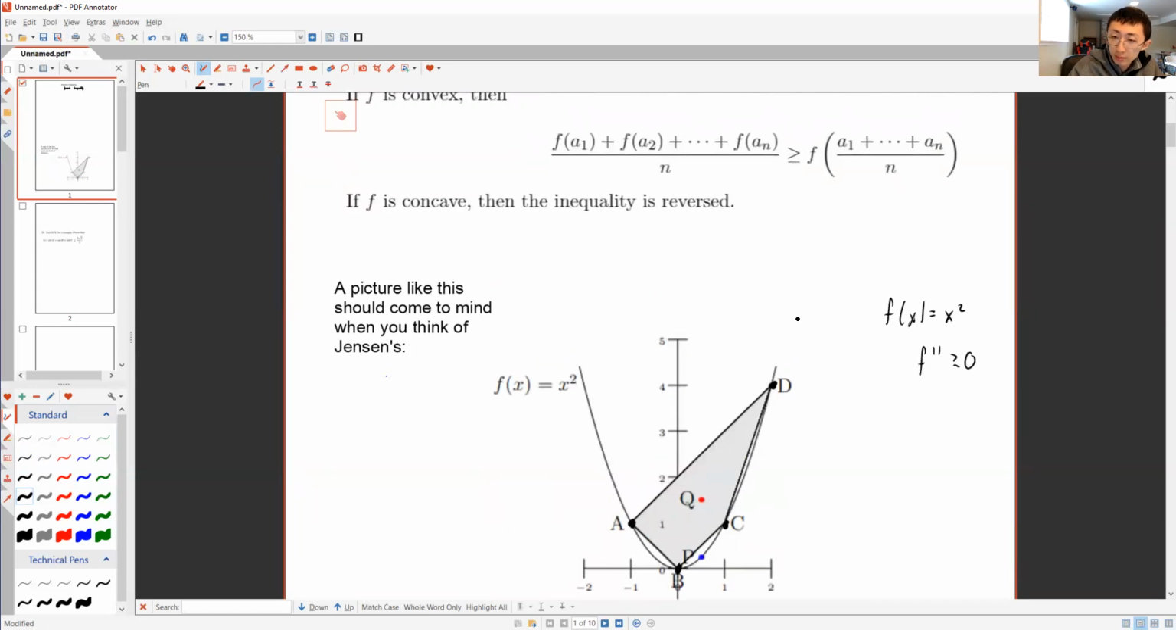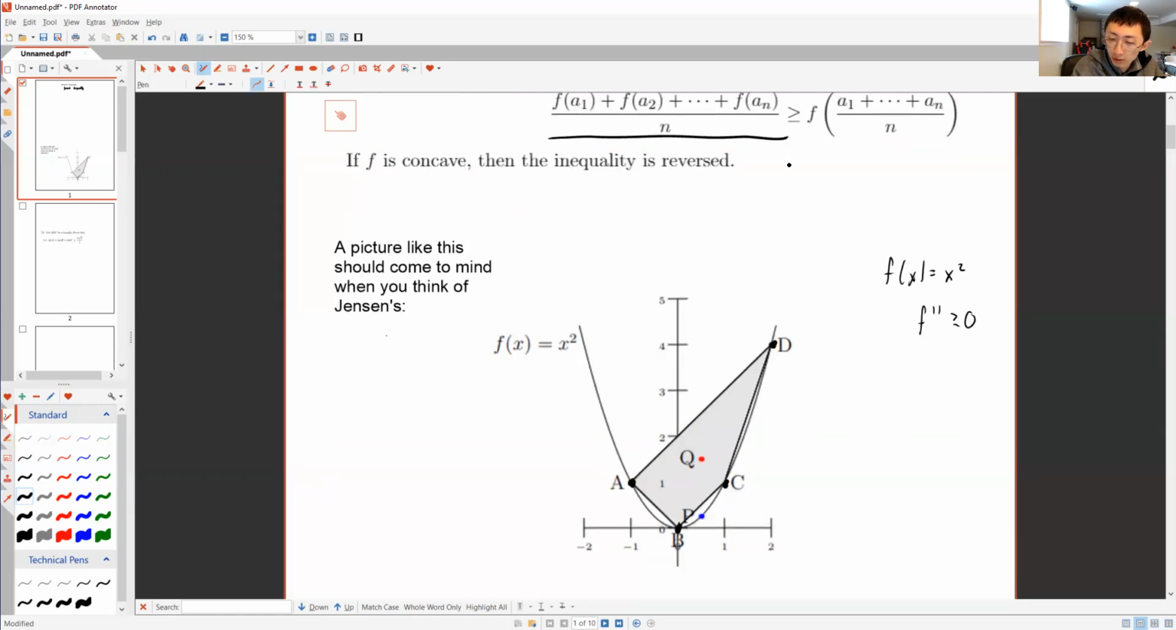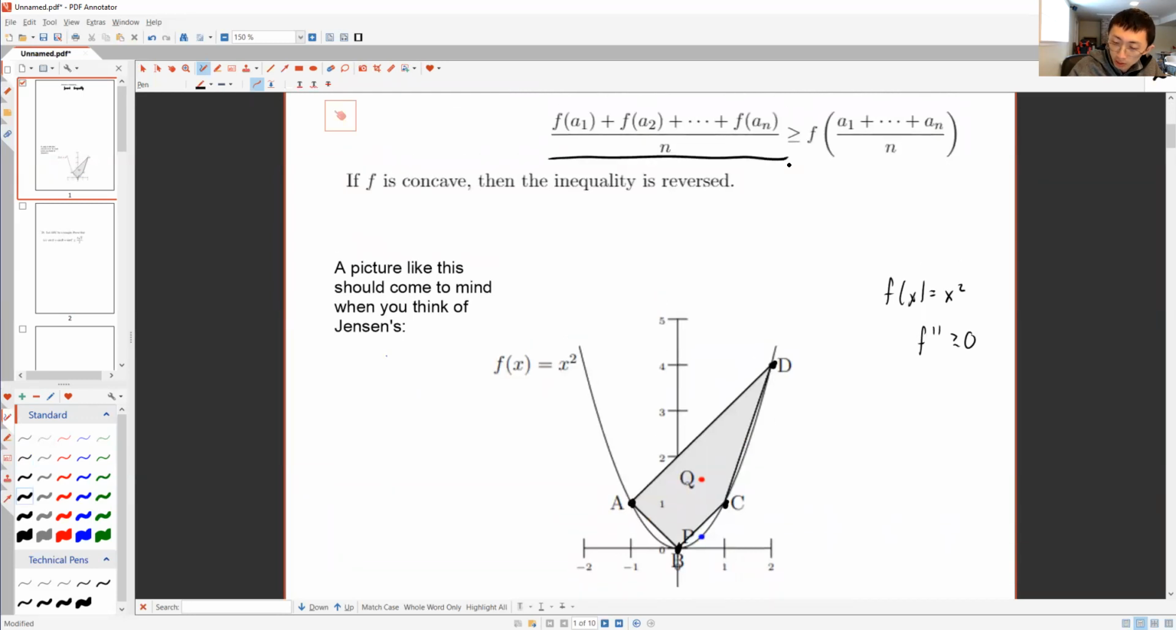So what the left-hand side says is we add up the y coordinates of these 4 points and we take their average. So I put a point like that right there. The y coordinates are 1 plus 0 plus 1 plus 4 over 4, so the red point has y coordinate 3/2. The right-hand side says if you plug in the average of the x coordinates into the function, it's going to be less than the left-hand side.